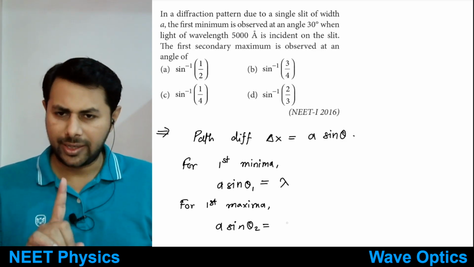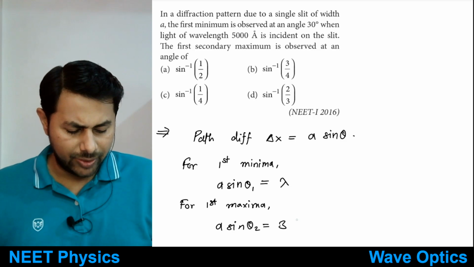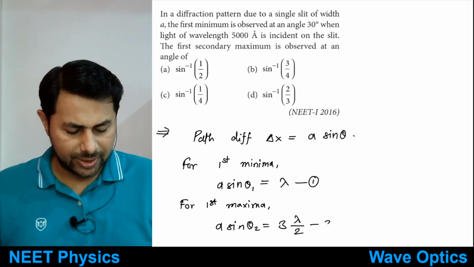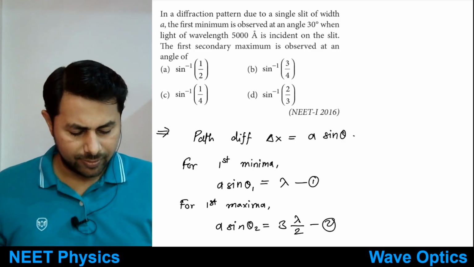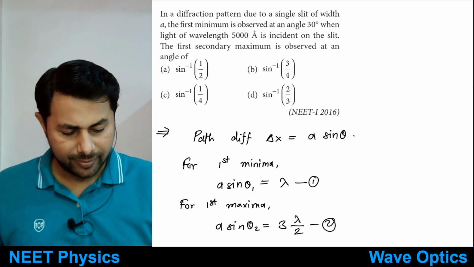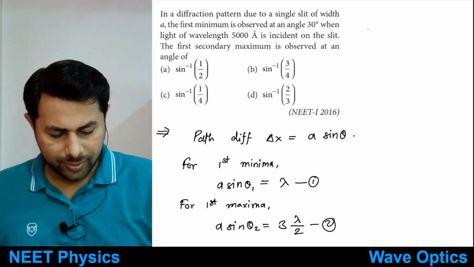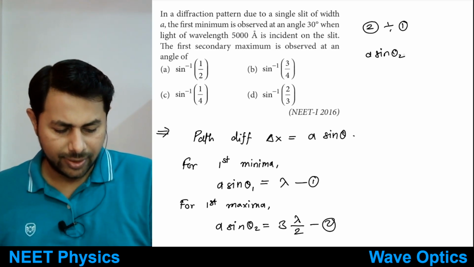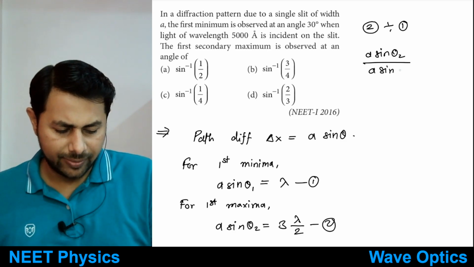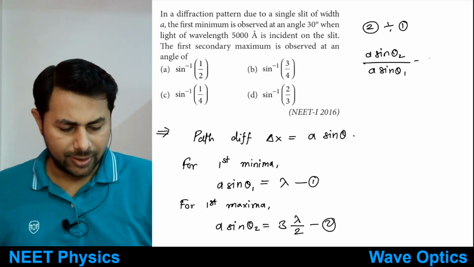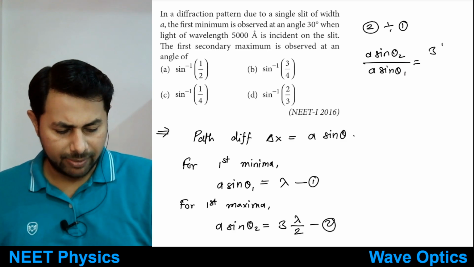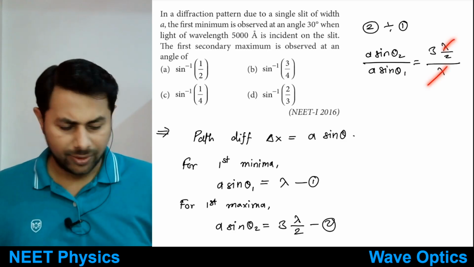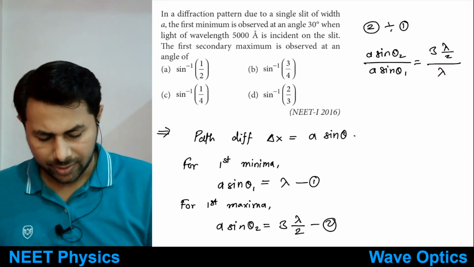So here n is equal to 1. So it would be equal to 3 times lambda by 2. So this is your equation 1, and this is equation 2. Let's divide 2 by 1. So 2 by 1 will give you what? a sin theta 2 divided by a sin theta 1 is equal to 3 lambda by 2 divided by lambda. So that lambda gets cancelled out. So it is 3 by 2, right?